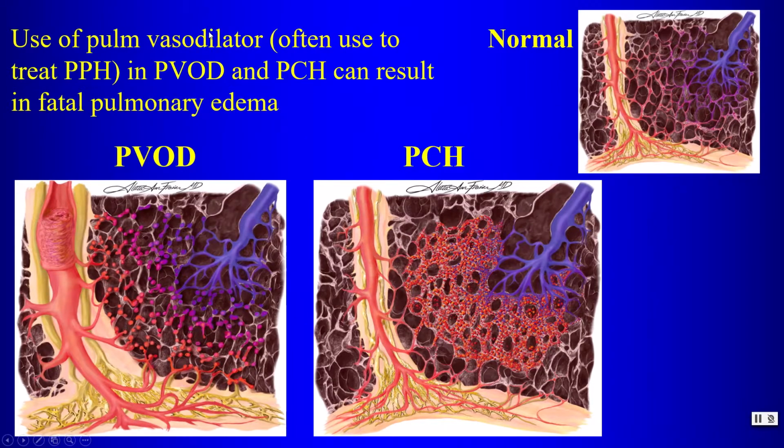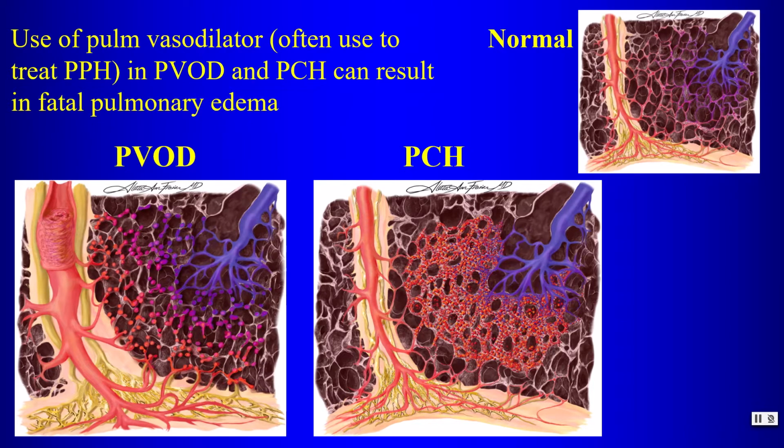The important thing in these two conditions, pulmonary veno-occlusive disease and pulmonary capillary hemangiomatosis, is that usually pulmonary vasodilators are often used to treat idiopathic pulmonary hypertension, but these are contraindicated in cases of pulmonary veno-occlusive disease and pulmonary capillary hemangiomatosis because that can result in fatal pulmonary edema. So that can be the significance of recognizing these entities.